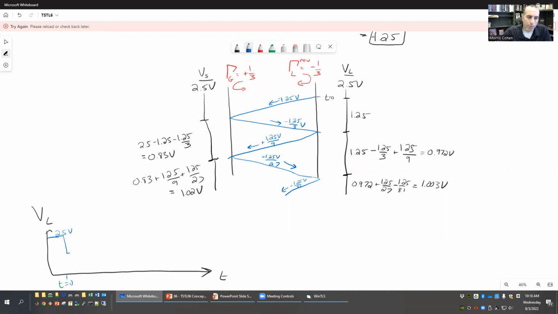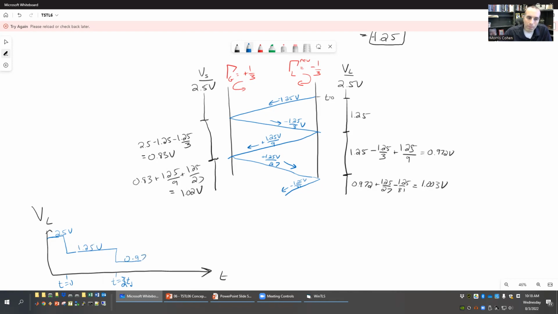All right, so it's going to go about halfway down. It's going to stay there until t equals 2 reflection times, right? 2 delay times, 2 TD, at which point it's going to drop down to 0.97. So this is 1.25 volts, and this is 0.97.